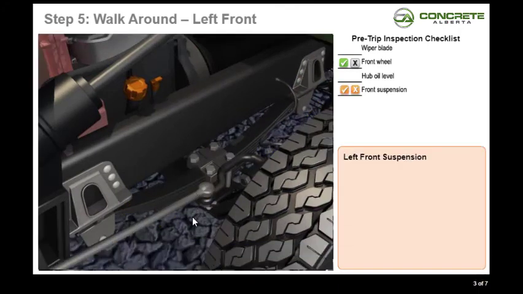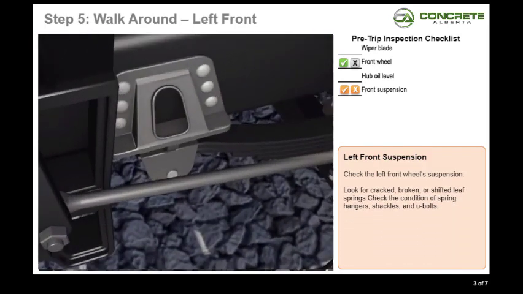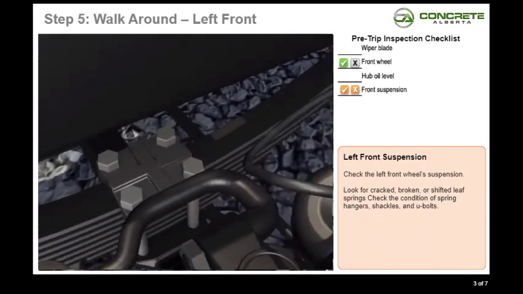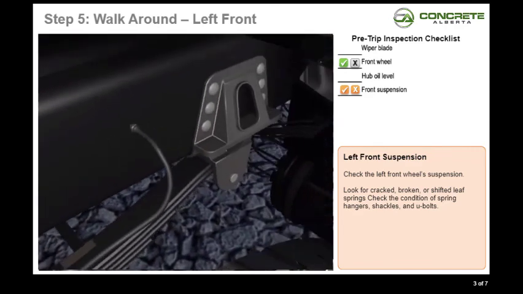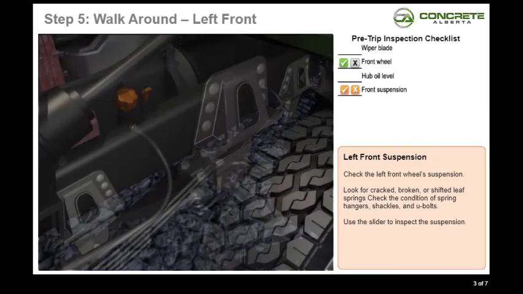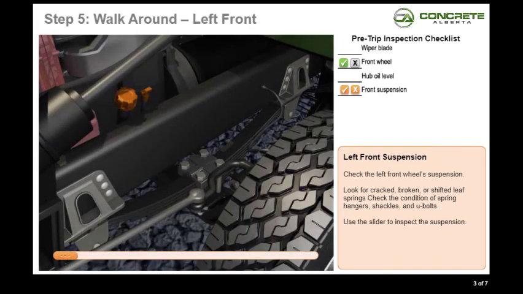Left front suspension. Check the left front wheel suspension. Look for cracked, broken, or shifted leaf springs. Check the condition of spring hangers, shackles, and U-bolts. Use the slider to inspect the suspension. Is the suspension system in good condition?